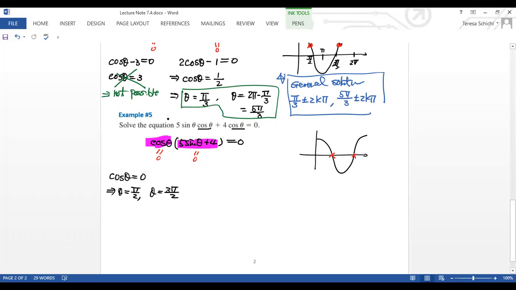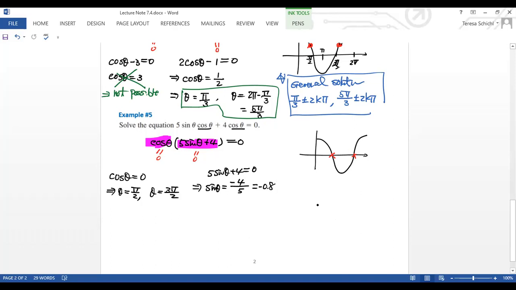So the next one's here. This one, we need to be very careful here, right? So the next one we said 5 sine theta plus 4 equal to 0. Then that means sine theta is equal to negative 4 over 5, right? So sine theta is equal to negative 0.8.